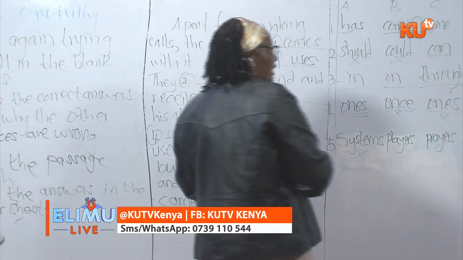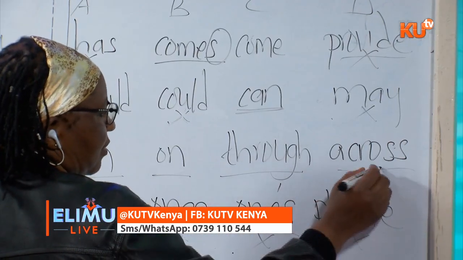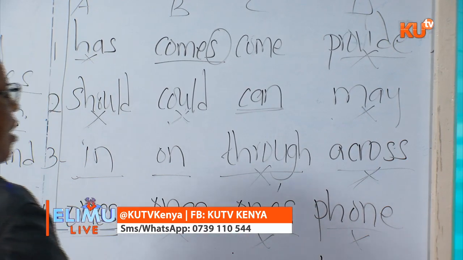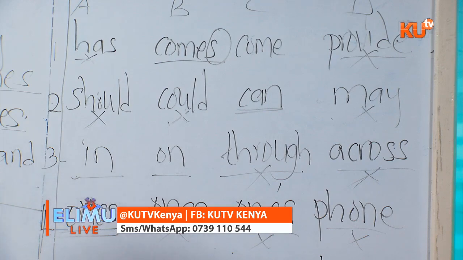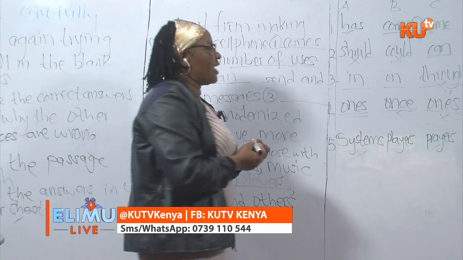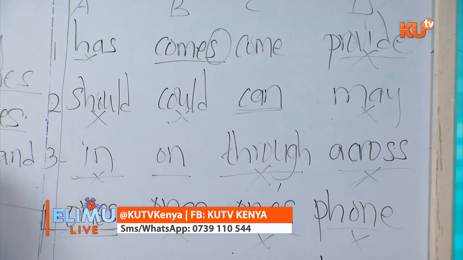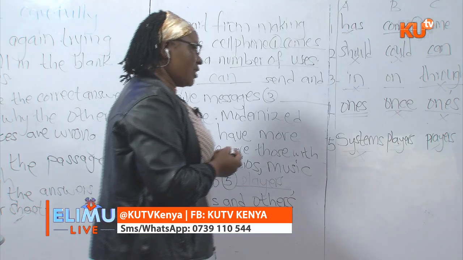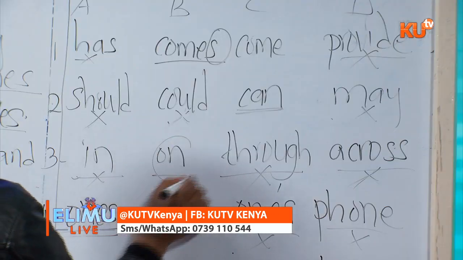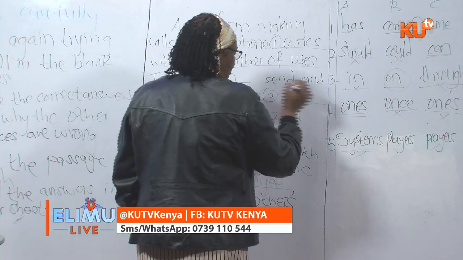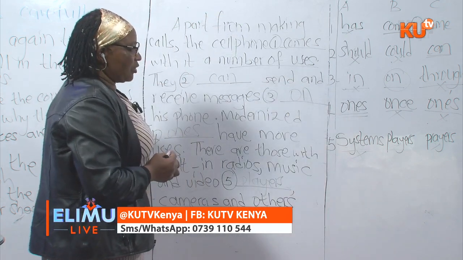So we have the word across, because it is not across your phone. It is not through the phone, because the word across means it will just pass and go to the other side, which is not the case. And then we have the word in. If it is in, we will not be able to see the message, you will not be able to send the message. So we are left with the choice boy, which is on his phone. So our correct choice for number 3 is on.